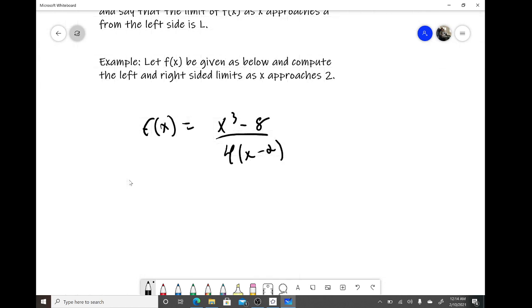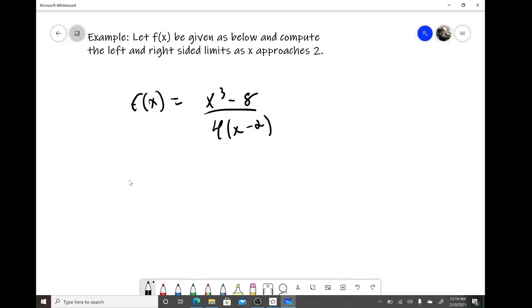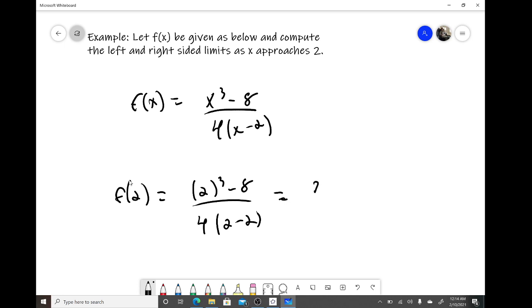The reason why we're going to do this, and we're not going to focus on the graph, is for the following reason. Notice that f of 2 is equal to 2 cubed minus 8 divided by 4 times 2 minus 2. What we have here is that 2 minus 2 is going to be 0. So we're going to have 2 cubed minus 8 divided by 4 times 0. And this is actually going to be undefined. Actually, it's called an indeterminate form.